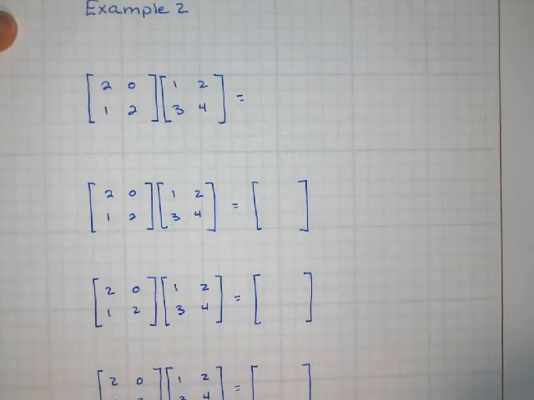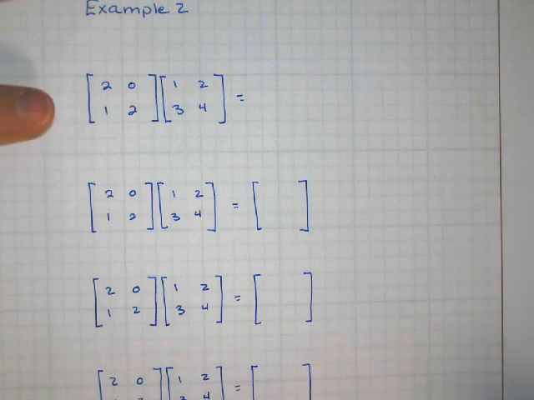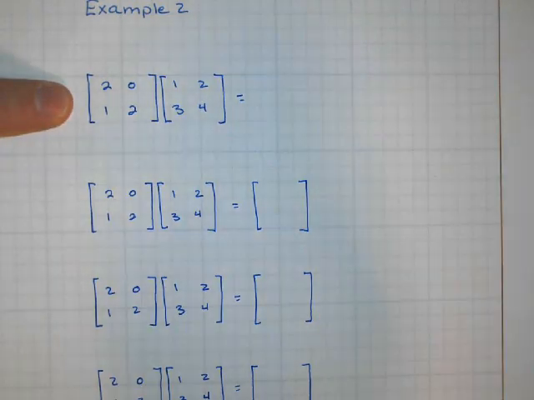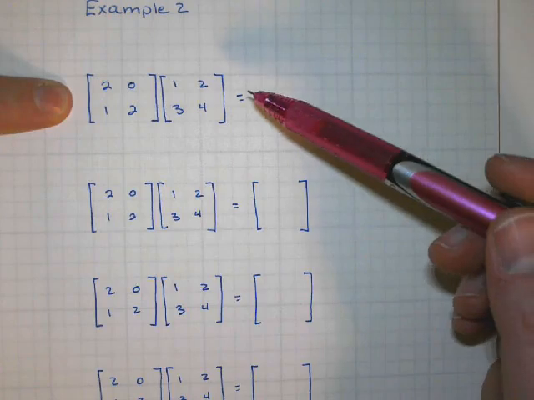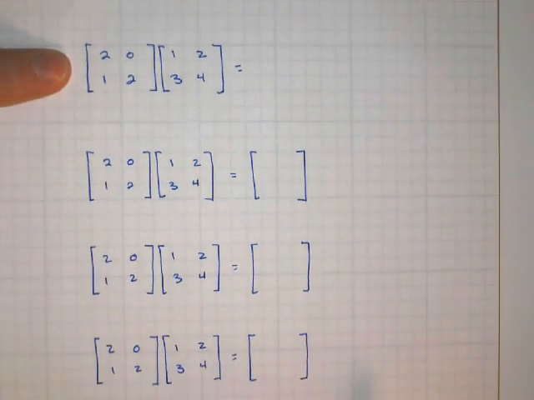Okay, this is example 2 from the PowerPoint, and the question is, how do I multiply matrices? Specifically, how do I multiply these two matrices? Just because it's going to get messy, I wrote it out multiple times. Don't let that throw you right now.